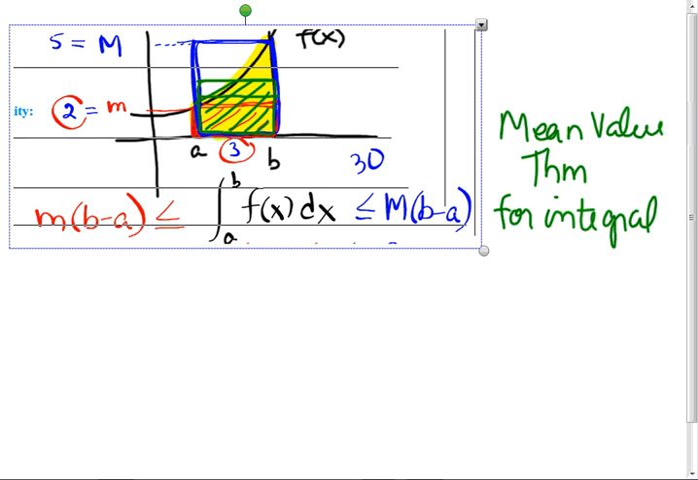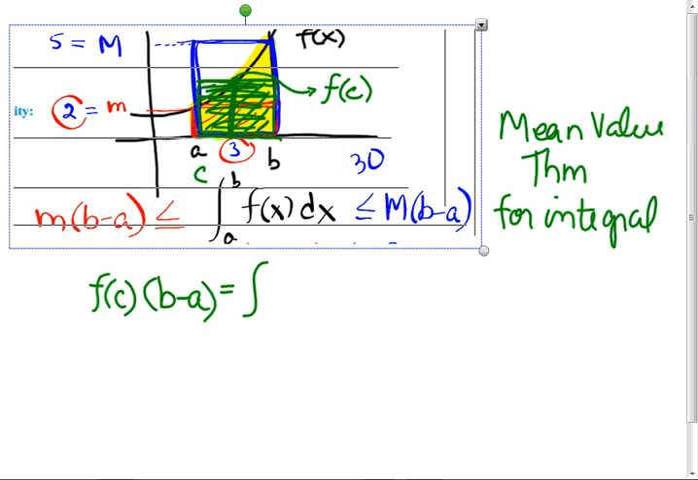Well, let's call this x-coordinate here where it comes down C. Then what's the y-coordinate? It's f of C. So what's the area of my green rectangle? It's going to be the width, which is b minus a, which is 3 in this particular case, times the height, which is f of c. That has to equal the integral from a to b of f of x dx. Does that make sense?